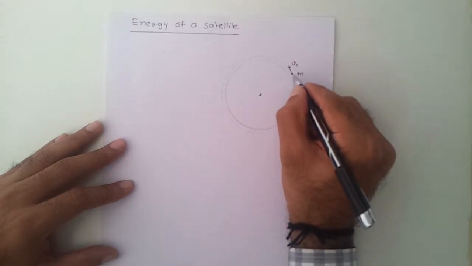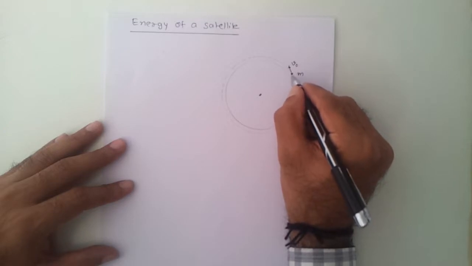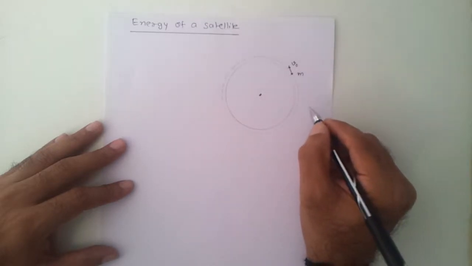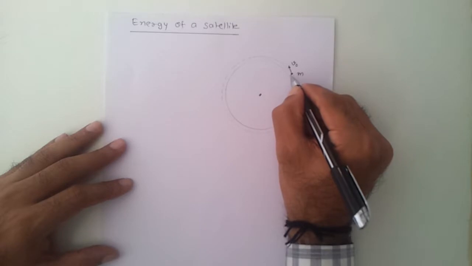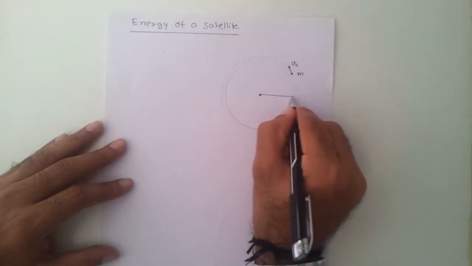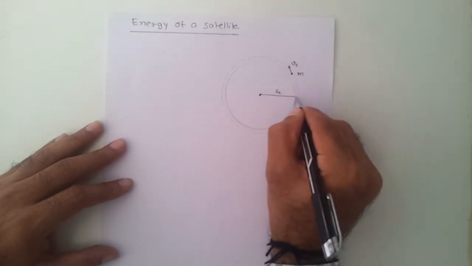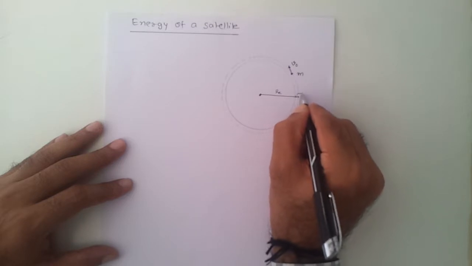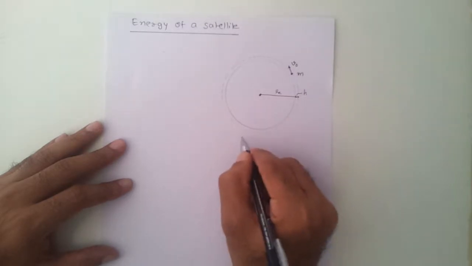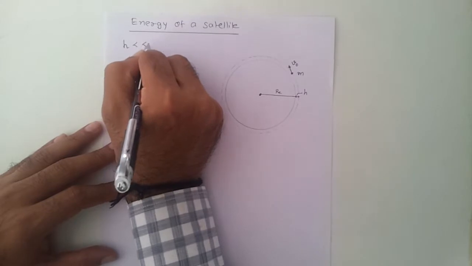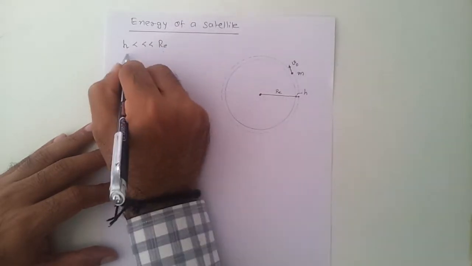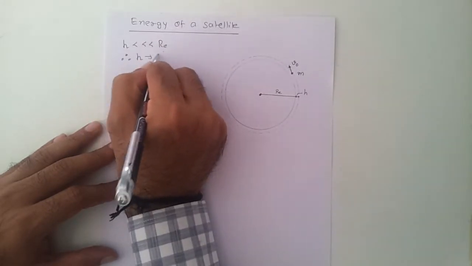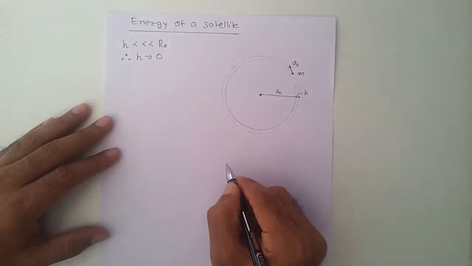We have taken a case wherein the satellite is revolving in an orbit which is very, very close to the surface of the Earth, right? That means h, right? This is RE, this is RE, and this distance is h. h is very, very small as compared to RE, and therefore h tends towards 0, so we'll take the value of h as 0.